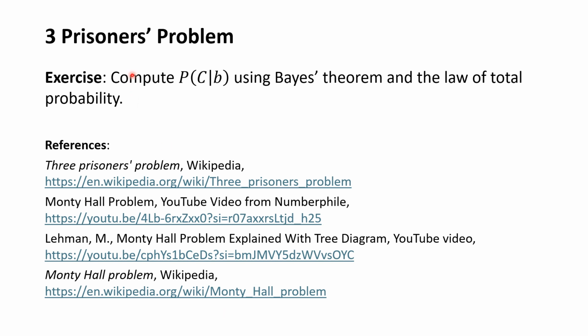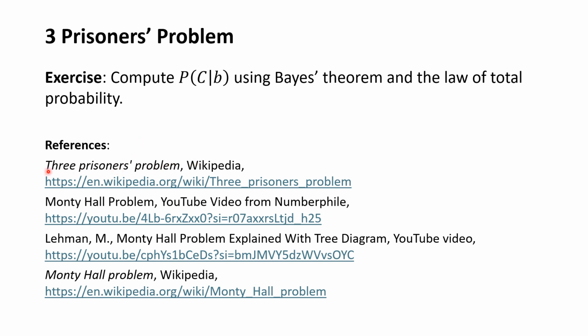So we have an exercise for you to look at. The probability that we computed several slides back using Bayes' theorem and the law of total probability, we could compute the same probability for C, given that we know that B is going to be executed. It follows very similar steps to what we used before, but you may want to use that to practice Bayes' theorem and the law of total probability. Then I have some references here.